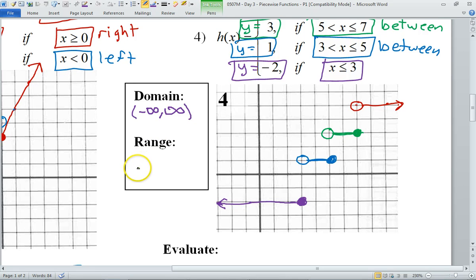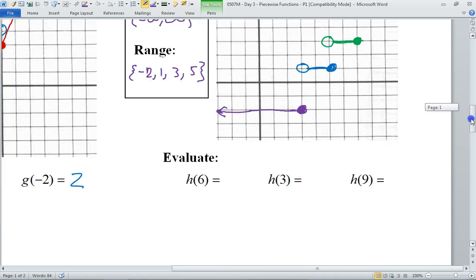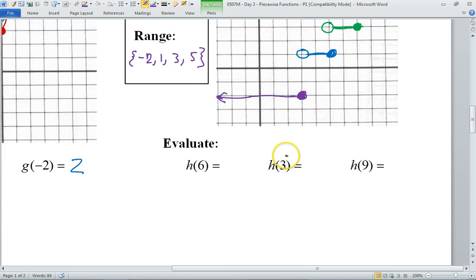Instead, it's finite. I'm just going to make a list. A list, I have exact y values only. Can you list for me the y values that are included in the range? -2, 1, 3, and 5. That's it. It's just those 4 values. There are no other y values included in the range. It's not between those, it's just those. So that's how you do it when it's like that. Okay?